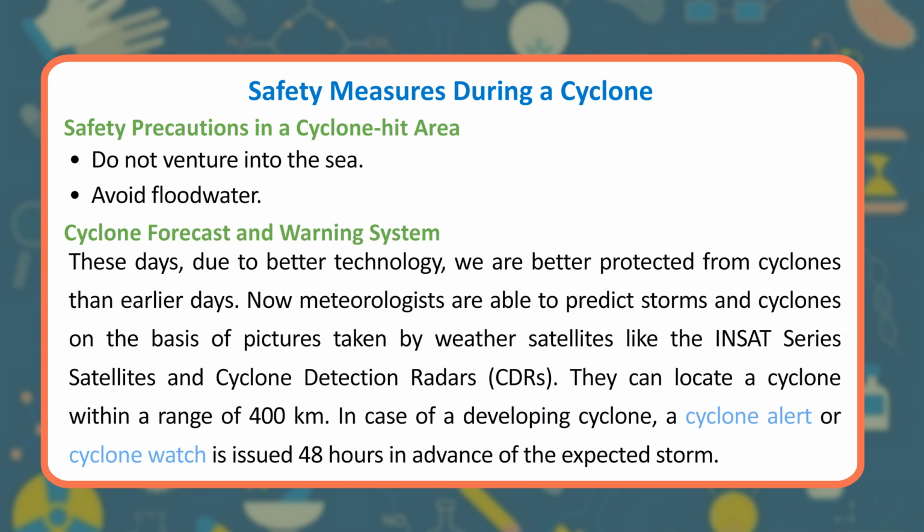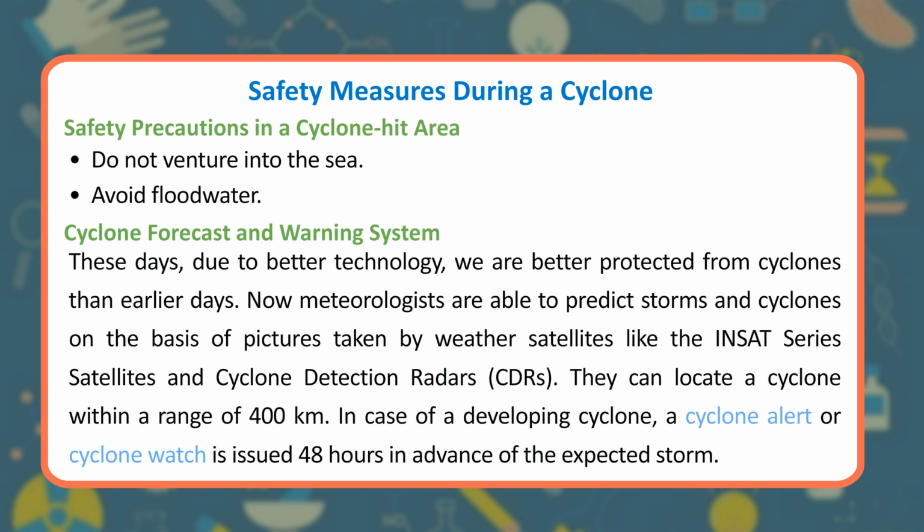Cyclone forecast and warning system. These days, due to better technology, we are better protected from cyclones than earlier days. Now meteorologists are able to predict storms and cyclones on the basis of pictures taken by weather satellites like the INSAT series. Satellites and cyclone detection radars, CDRs. They can locate a cyclone within a range of 400 kilometers.